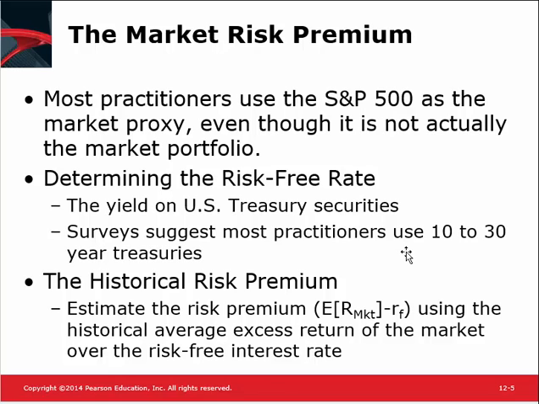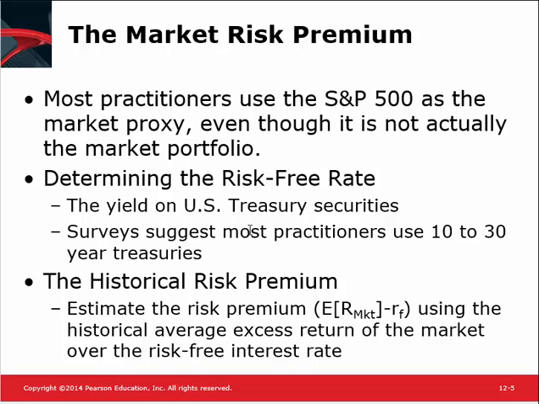Most of the time, we don't really have a market portfolio. So what we need to do is have a proxy for that. And again, even though it's not the market portfolio, most people use the S&P 500. So that's what we're going to use as our measurement, or our substitute, if you will, for the market portfolio. Where would you get the risk-free rate of return? Again, most practitioners use 10 to 30 year Treasuries. It's whatever you have available to you at the time.